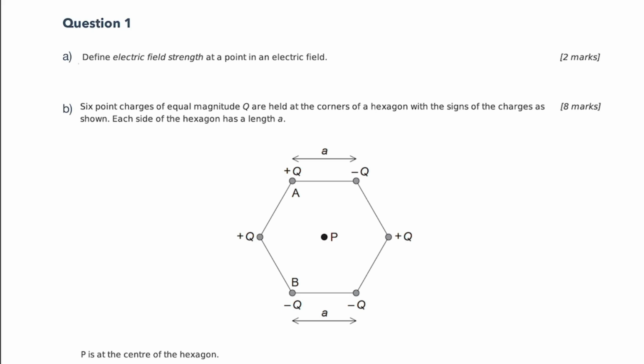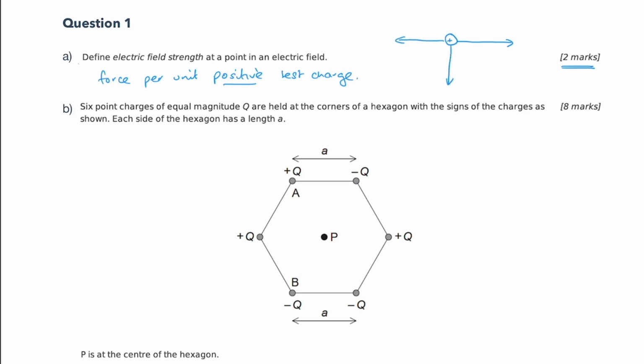Question 1. Define electric field strength at a point in an electric field, and this is worth 2 marks. Electric field strength is defined as the force per unit, and this is quite important, positive test charge. Why is it important to write the word positive for the test charge? Well, the direction of the electric field is dictated by the direction that a positive test charge would take.